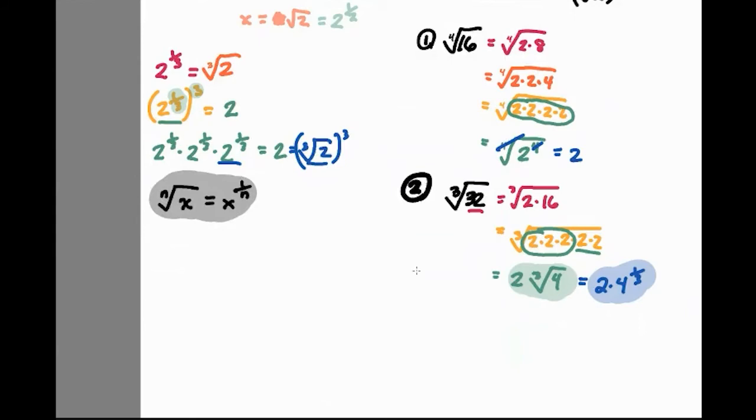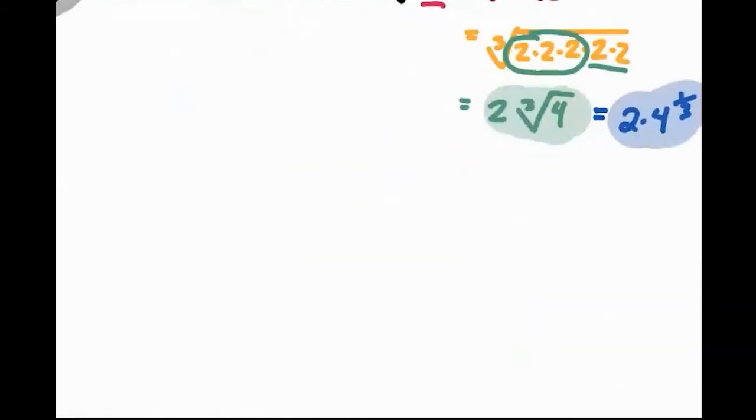Let's see here. So now we're going to try to throw all this stuff together into one concept. And hopefully we can get the right answer. So number 3, I want you to write the following in radical form. That means there should be like a square root in there somewhere. Okay. We'll do this one together.